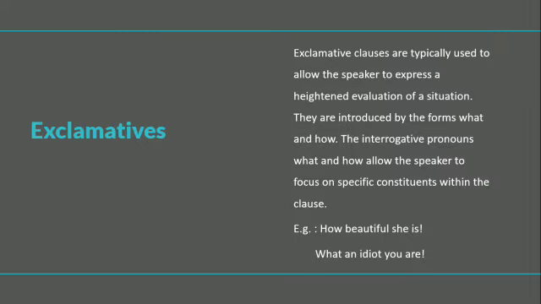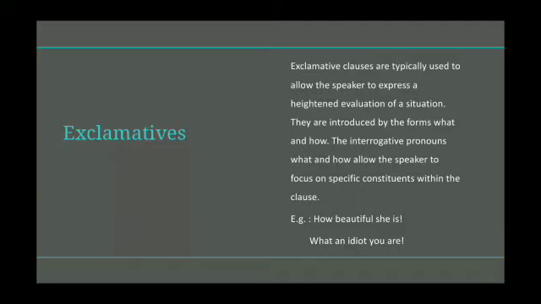Okay, so next we have exclamatives that will be presented by Ilmi Alfan. Okay, thank you, Zuhri. And now, with me, Ilmi Alfan here.